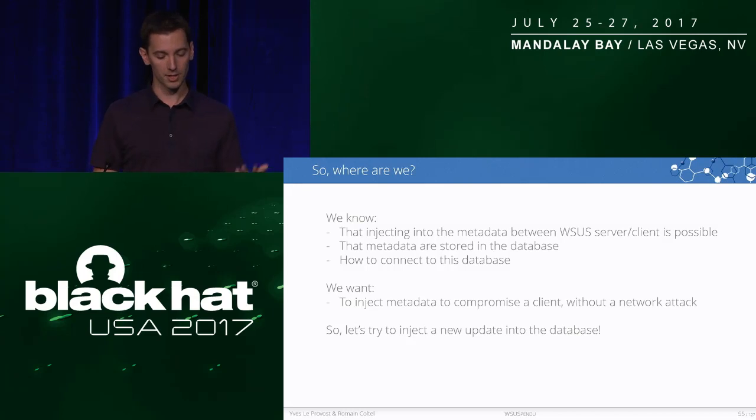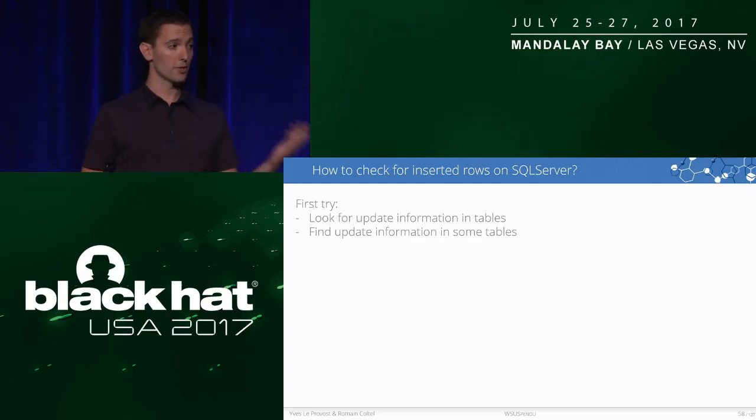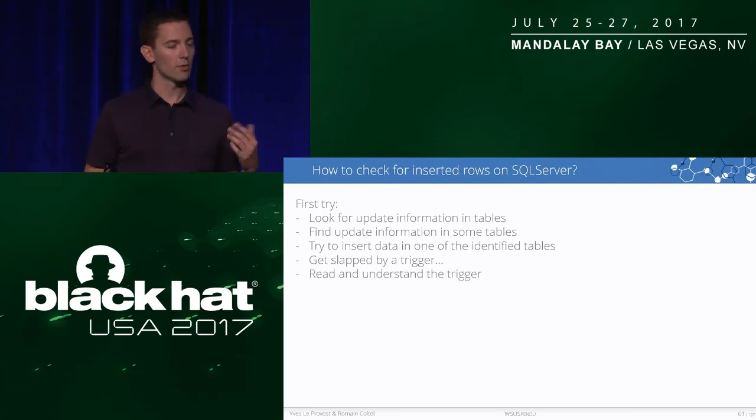I think you see this coming, but we're going to try to inject a new update directly into the database. First, we need to try to insert some data into this database. So we looked for update information inside the tables. We found some. There's a table named updates, so that's great for us. We tried to insert data into this update table, and actually, it wasn't as successful. There was a trigger saying, nope, you can't directly insert metadata into this table. You have to insert it into another table before.